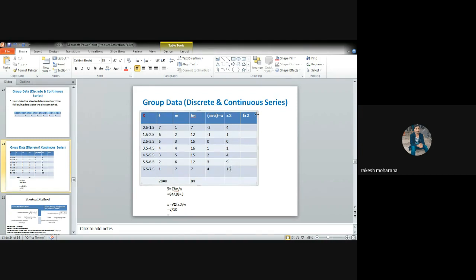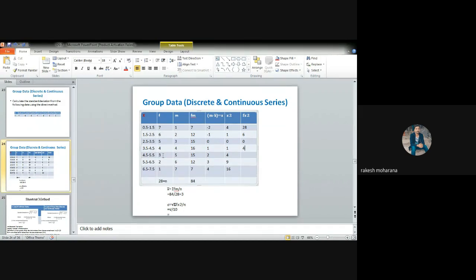The next one is calculation of f into x square. In the first row, f is given 7 into x square is equal to 4. 7 into 4, that equals to 28. Similarly, for the second row, the frequency is 6, and here x square value is 1, that is 6 into 1, that is 6. The next one is 5 into 0, that is 0. Next one is 4 into 1, that is 4.